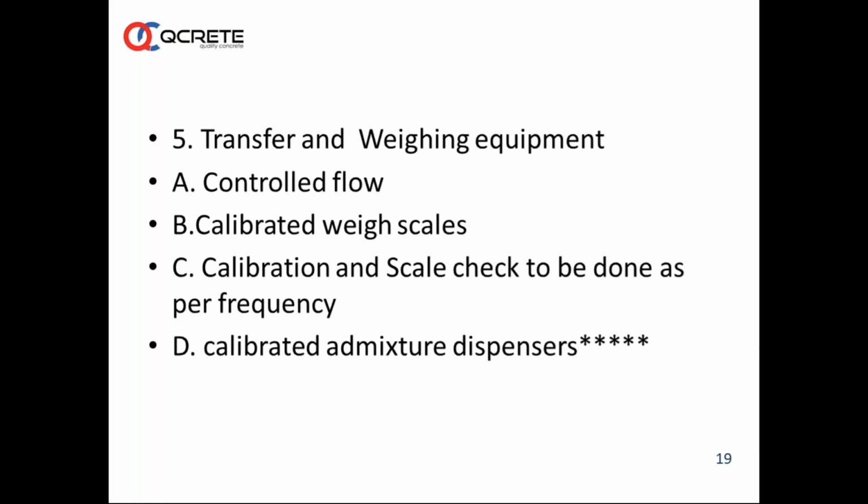It is very important to keep the transfer and weighing equipment in perfect condition. There should be controlled flow, calibrated weight scales should be there, and calibration and scale check have to be done. There is a difference between calibration and scale check. We do calibration every 3 months, and we do scale checks every month.